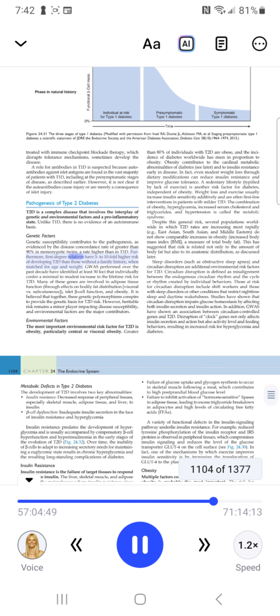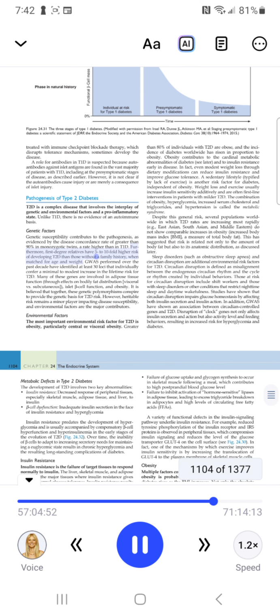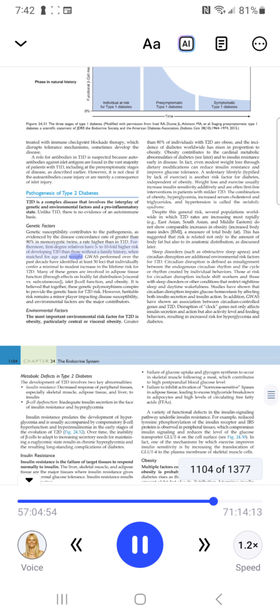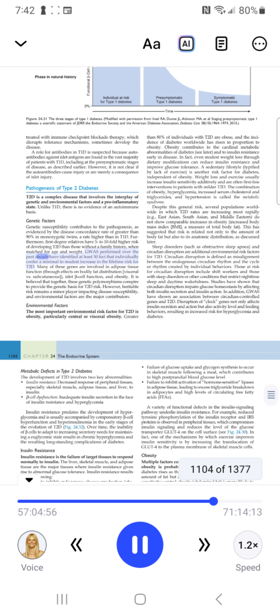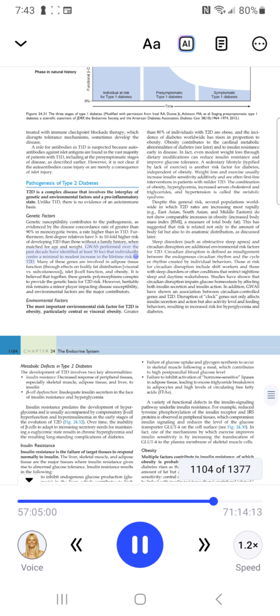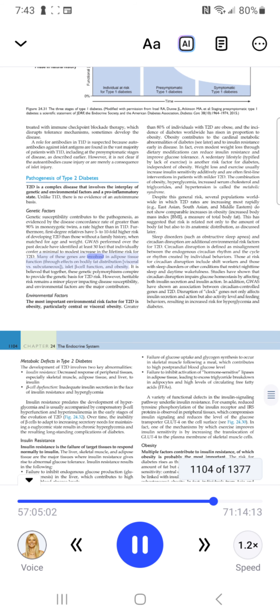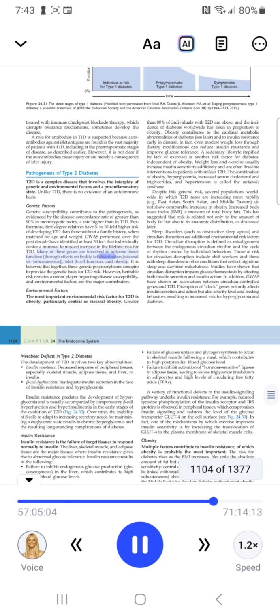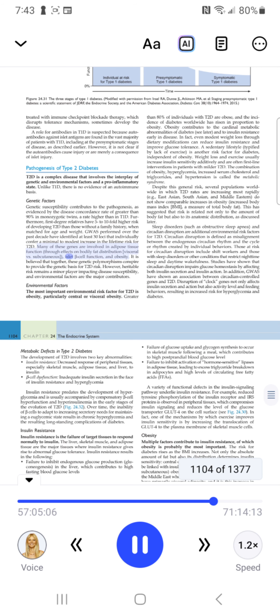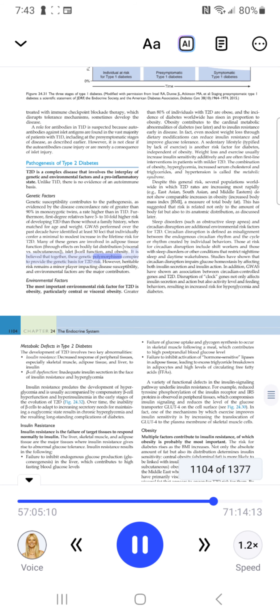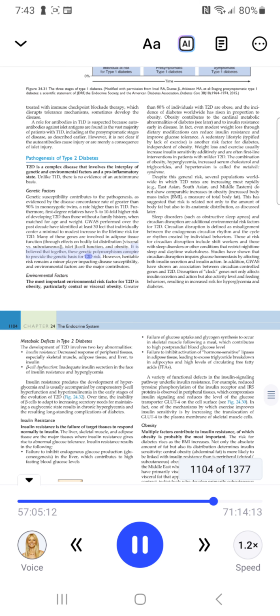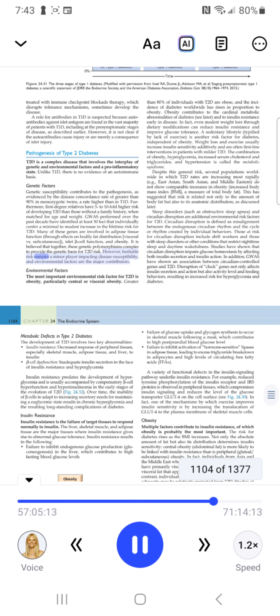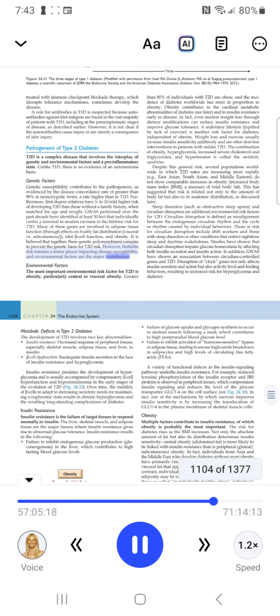Furthermore, first-degree relatives have a twofold higher risk of developing T2D than those without a family history, when matched for age and weight. GWAS performed over the past decade have identified at least 30 loci that individually confer a minimal to modest increase in the lifetime risk for T2D. Many of these genes are involved in adipose tissue function through effects on body fat distribution, visceral versus subcutaneous, islet beta cell function, and obesity. It is believed that together, these genetic polymorphisms conspire to provide the genetic basis for T2D risk. However, heritable risk remains a minor player impacting disease susceptibility, and environmental factors are the major contributors.